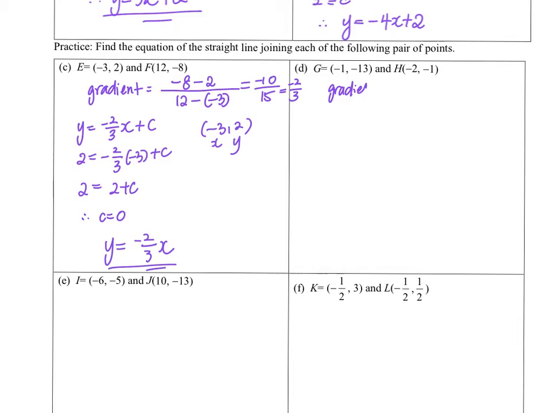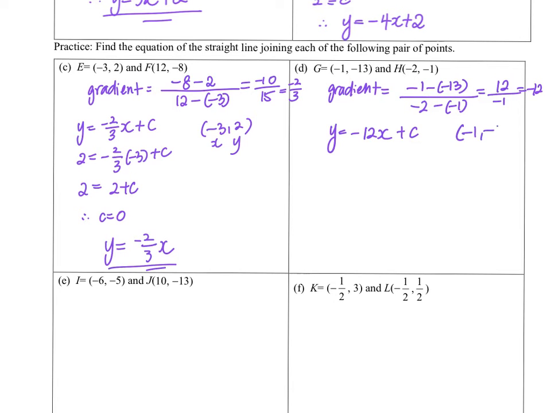Gradient, y2 minus y1. Be careful of the negative sign. Negative 1 minus negative 13 over x2 minus x1. Be careful of the negative sign. So in this case, I will have negative 1 plus 13, which gives me 12. Negative 2 plus 1, which gives me negative 1. So the gradient is negative 12. So y equals negative 12x plus c.